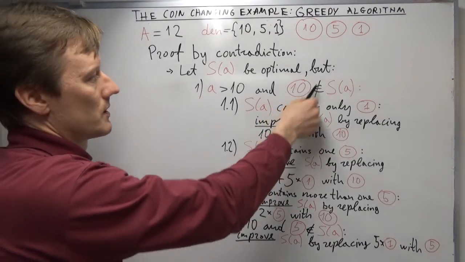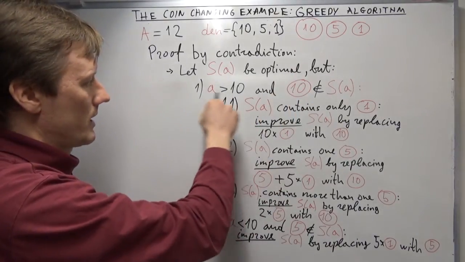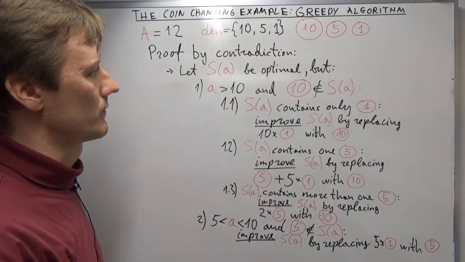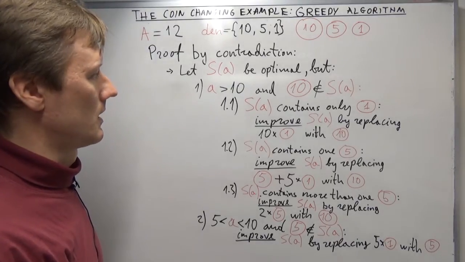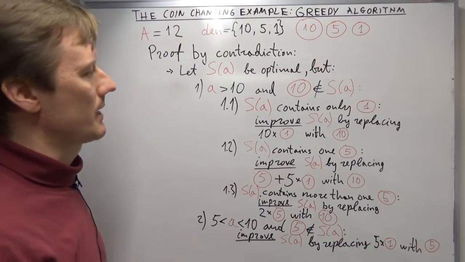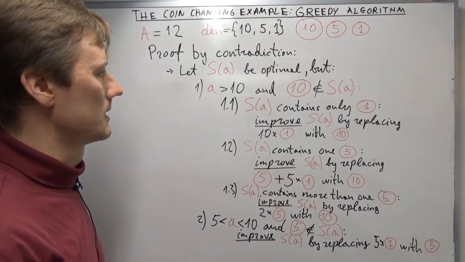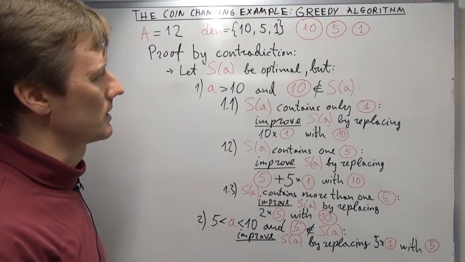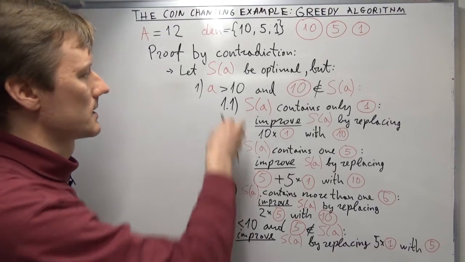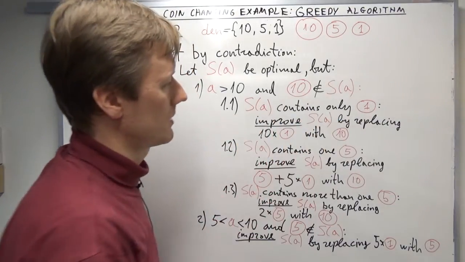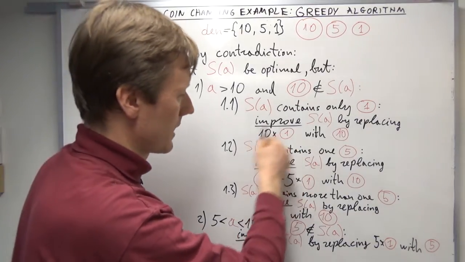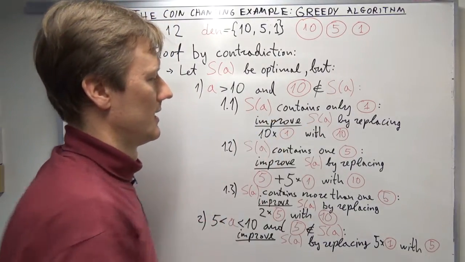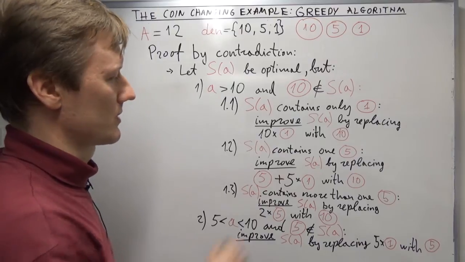So let's say SA is optimal, but it does not include the 10 krona coin, and we know that the amount that we want to change is larger than 10. So we could make a choice of taking 10 krona. We just have to carefully look at all the cases and show that we can improve the solution SA by using the 10 krona coin. So let's say if SA contains only 1 kronas, then obviously we could take 10 1 kronas and replace them by 1 10 krona, and this would obviously improve SA by reducing the number of coins by 9.